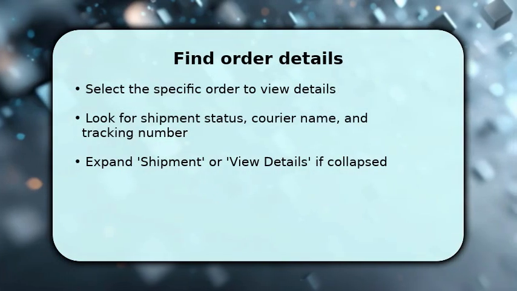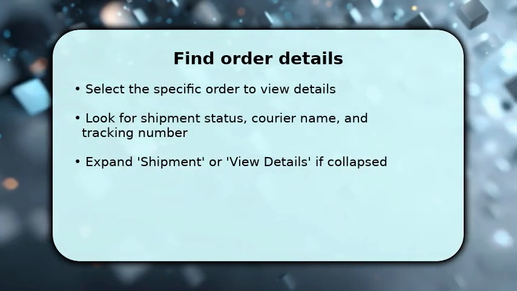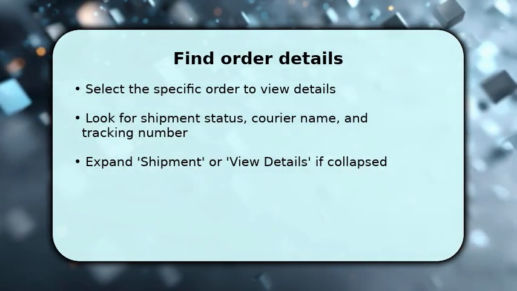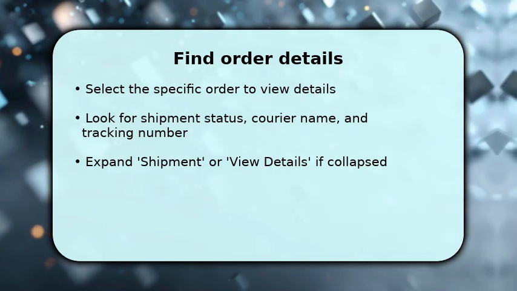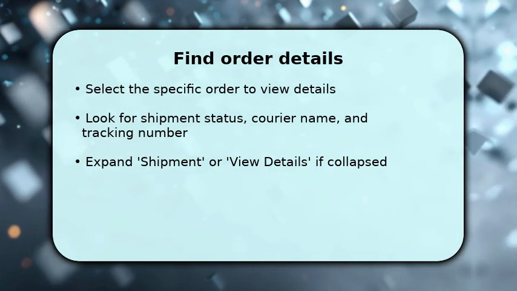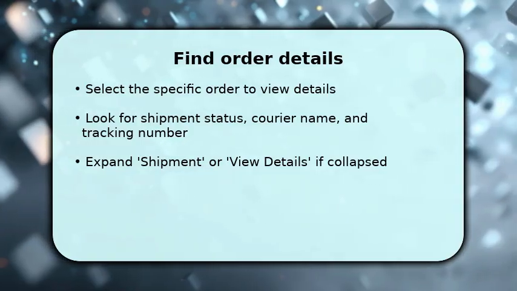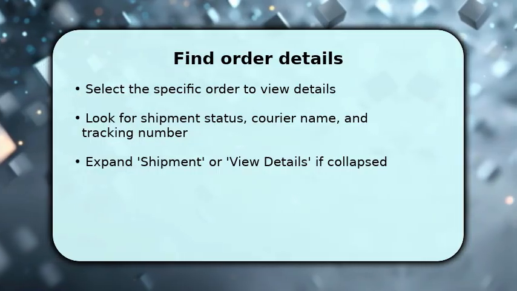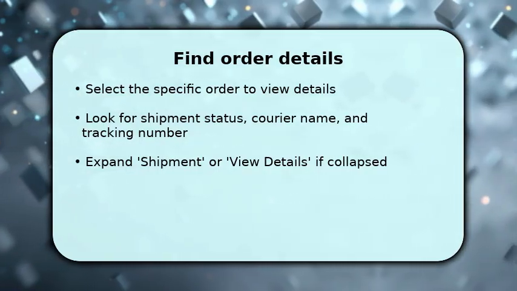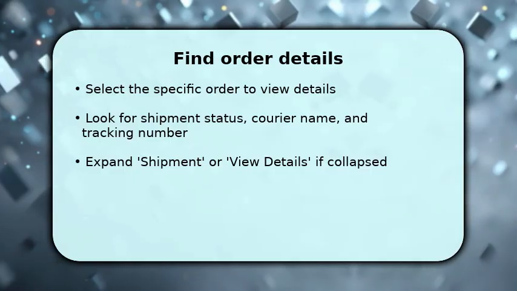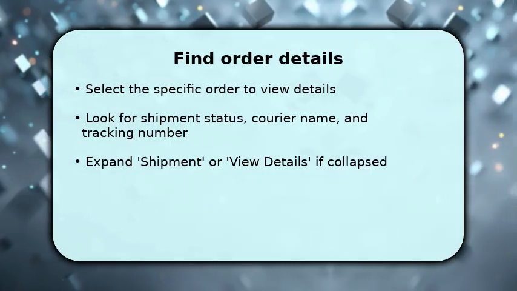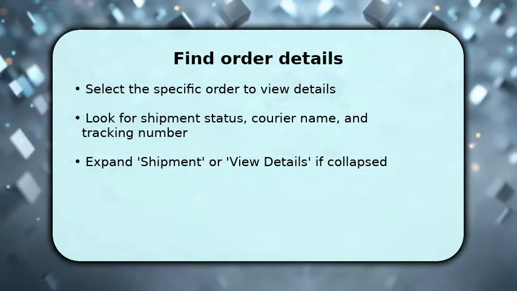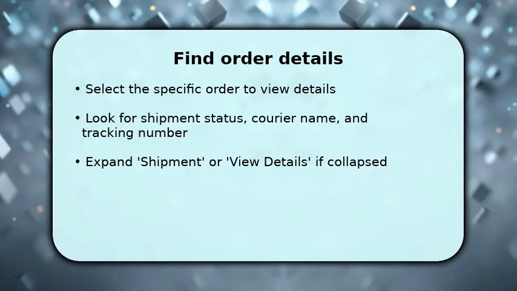You now tap the specific order to open its details page. That's where Daraz shows shipment info. Once the order opens, look for a shipment section or a view details link. Sometimes it's collapsed. There you'll see the courier name and the tracking number. Copy or screenshot it. If the status says pending or processing, the tracking number might appear later, so check again after a short wait. If you see a tracking link, use it to jump directly to the courier tracking page.